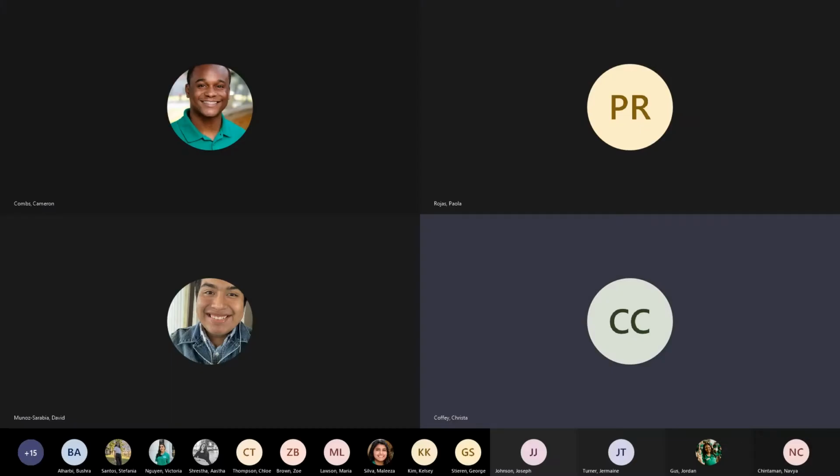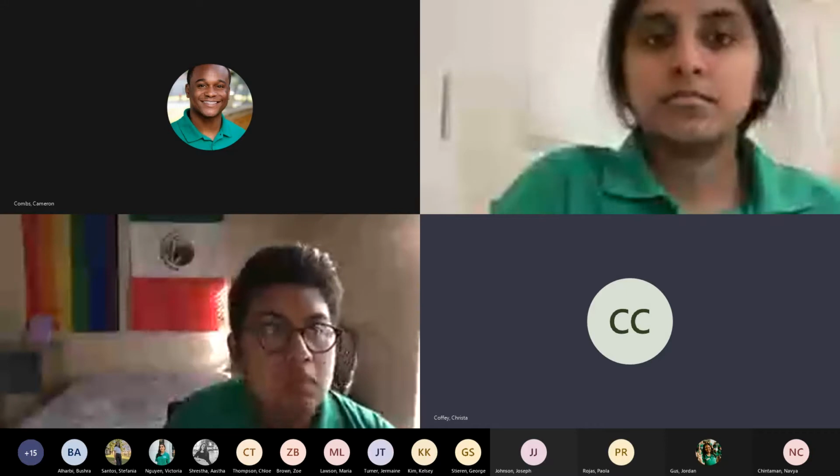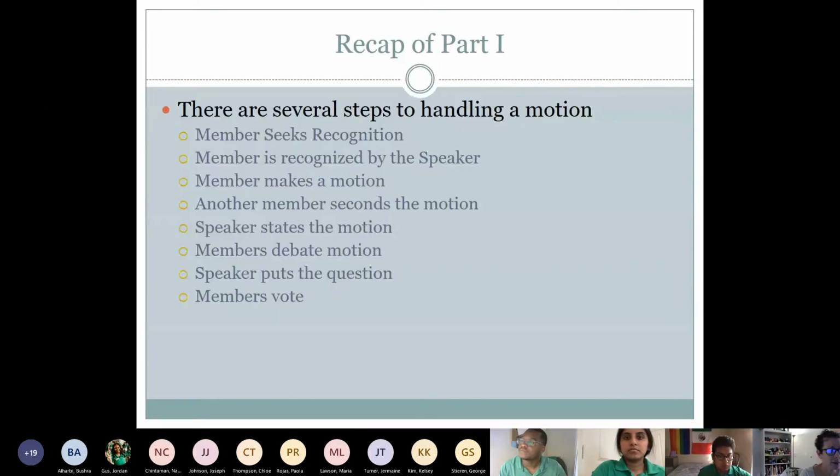All right, so a quick recap of part 1 was how to make a motion. You raise your hand, the speaker will recognize you, you make your motion, somebody seconds the motion, and the speaker will then state the motion out loud to the Senate. You'll debate it, then the speaker will say, here's the final motion, and then you vote on it, okay?